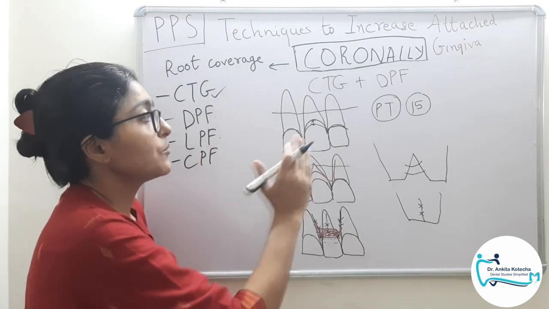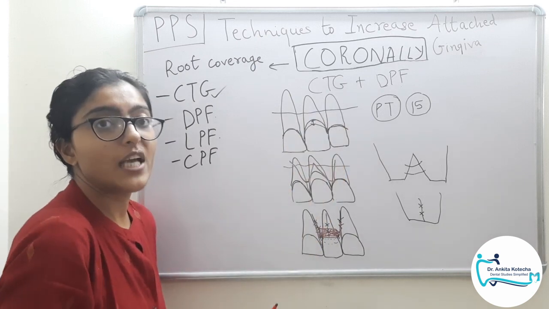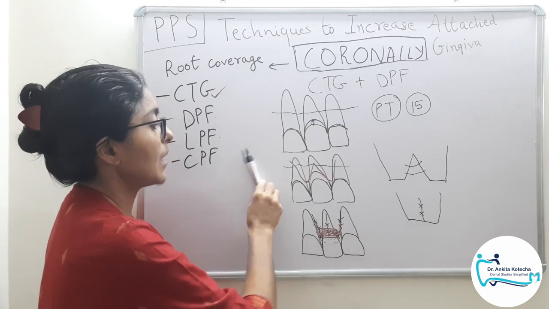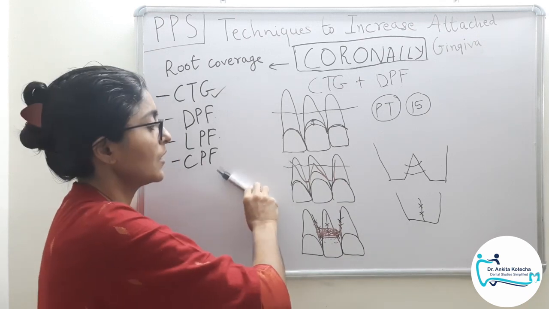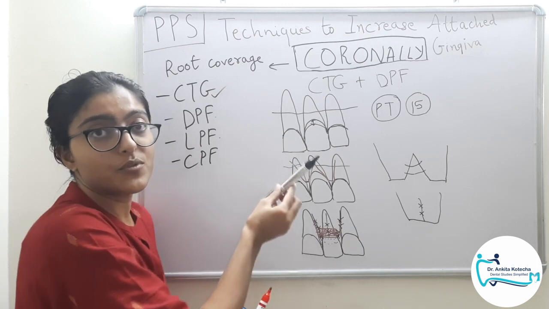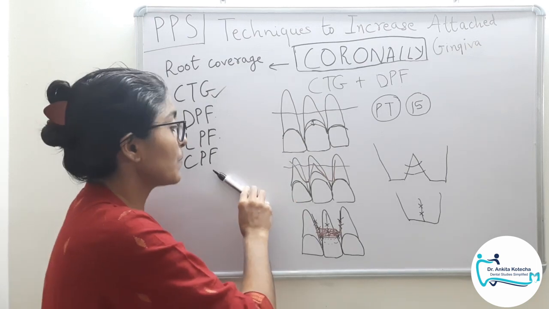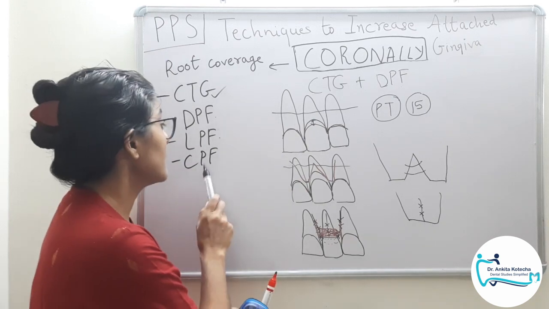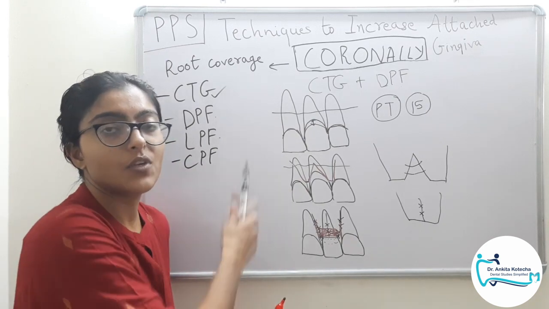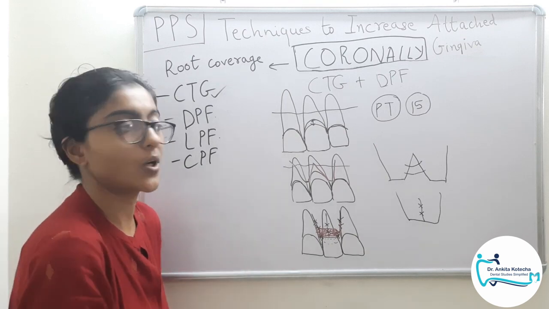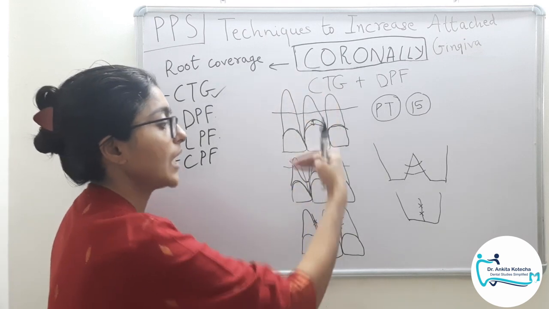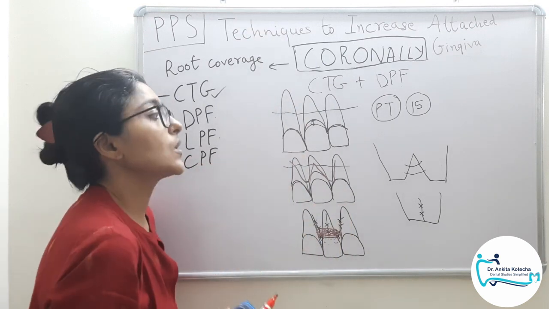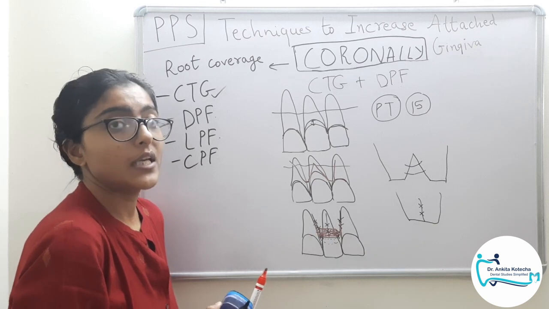For the laterally positioned flap, everybody drives a vehicle. So the laterally positioned flap is that speedometer. A speedometer will explain how the laterally positioned flap works. And the last is the coronally positioned flap. Very common example, the shutters of the shop. The flap is positioned coronally. How you pull down the shutter? In a similar way, the coronally positioned flap is advanced.